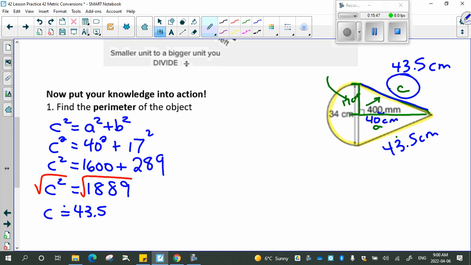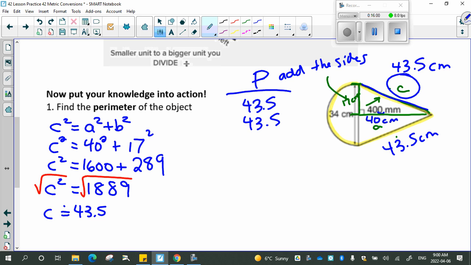And I know when I'm doing perimeter, I add the sides, right? So far I know these two are going to get added together. But I've still got one more number to put in, and that's going to be the length of this semicircle. Everyone agree with that? Okay, so how am I going to calculate the length of the semicircle?